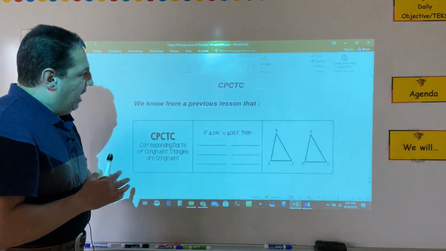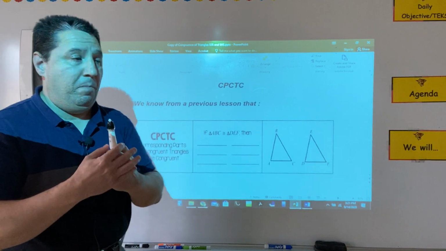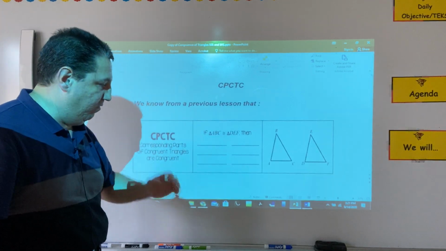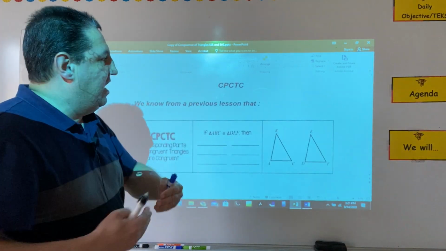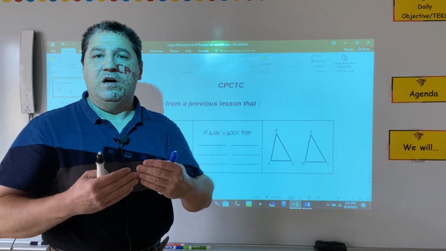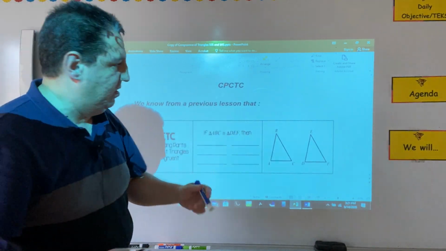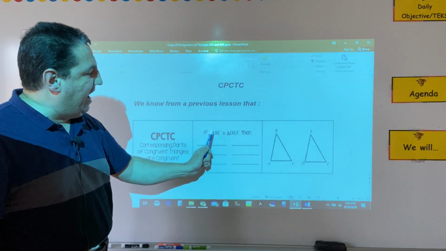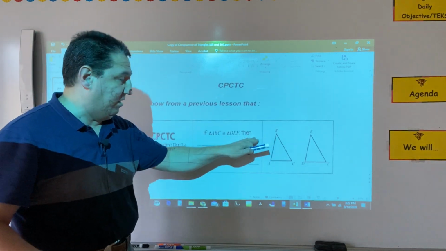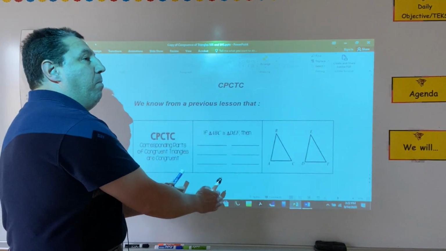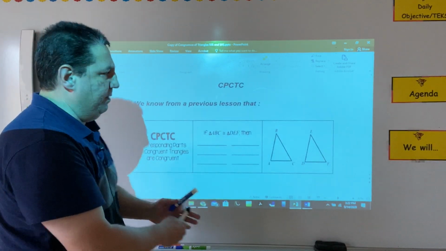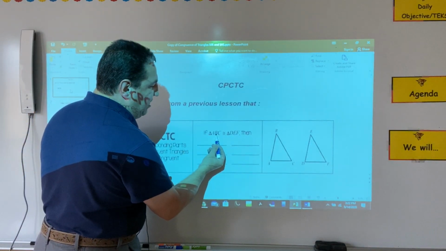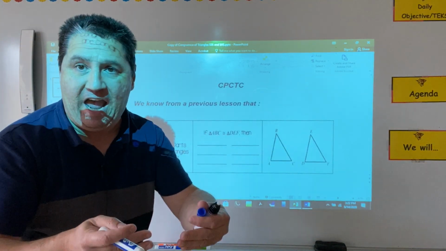Now, how do we identify the corresponding parts? By looking at the names of the triangles. Remember, the name of a triangle consists of 3 letters, usually capital letters. For example, if triangle ABC is congruent to triangle DEF, then their corresponding parts are congruent. How do we identify the corresponding parts? We look at the place of the letters in the name of each triangle.